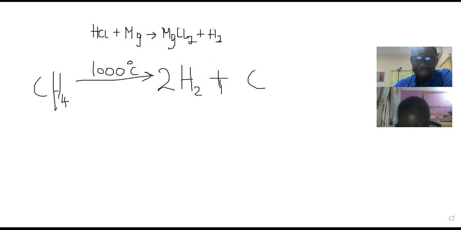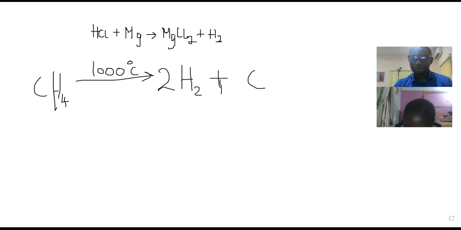That's synthetic gas. Now, when you react this synthetic gas with more steam, that means CO plus H2 plus H2O, it gives you CO2 plus H2, which is the water gas.